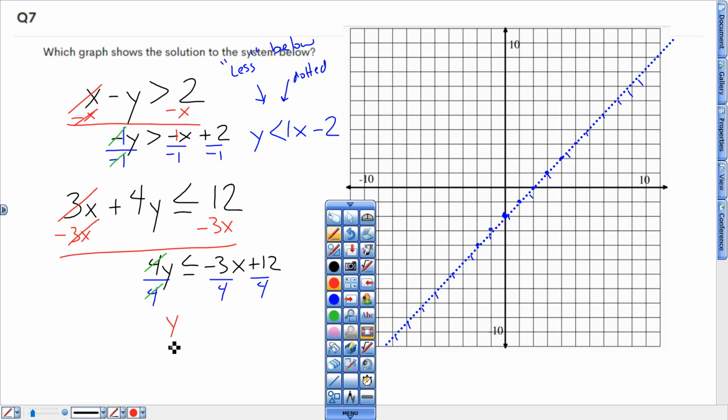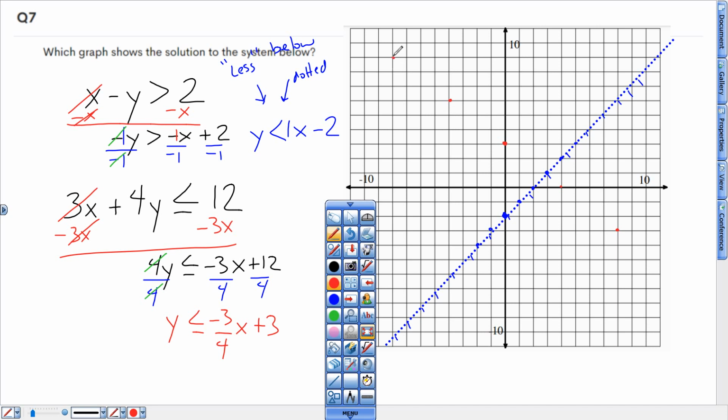That's going to be y less than or equal to, no switching because I didn't divide by a negative, negative 3/4 x plus 3. 12 divided by 4 is 3. So I go up to 3 on my y-axis and then right 4, down 3. Right 4, down 3. Be able to stair step the opposite way. Up 3, left 4. Up 3, left 4.